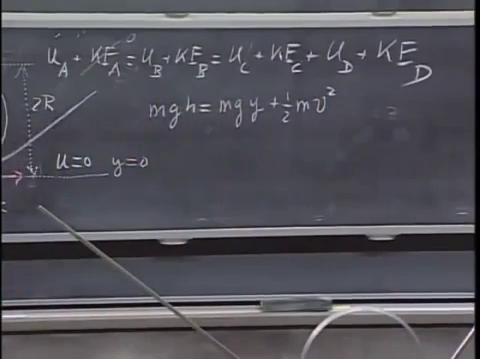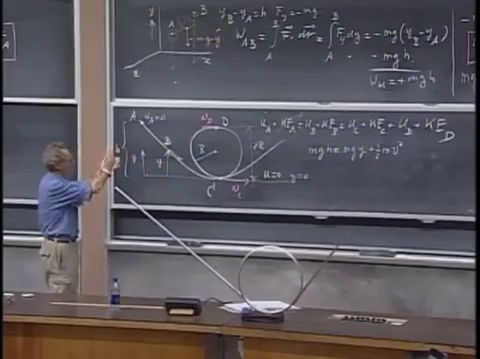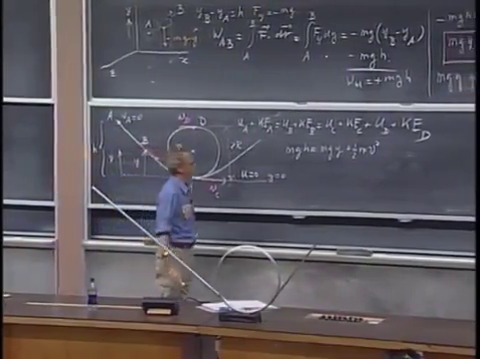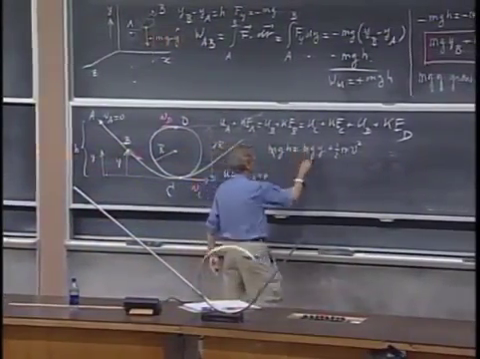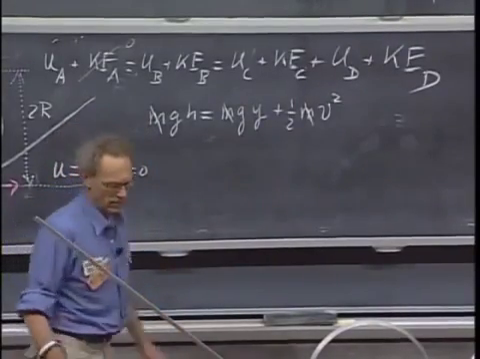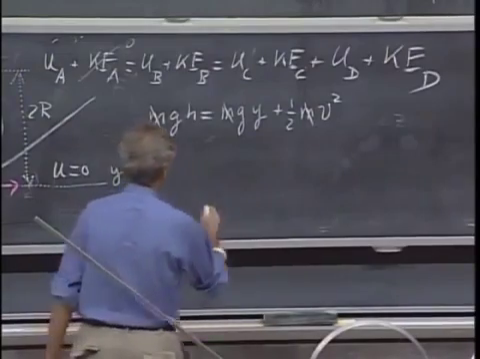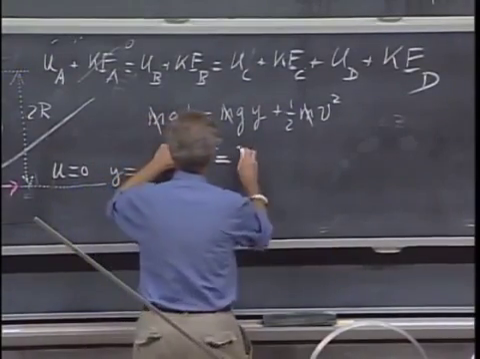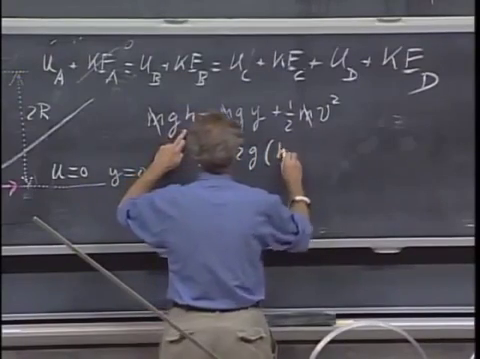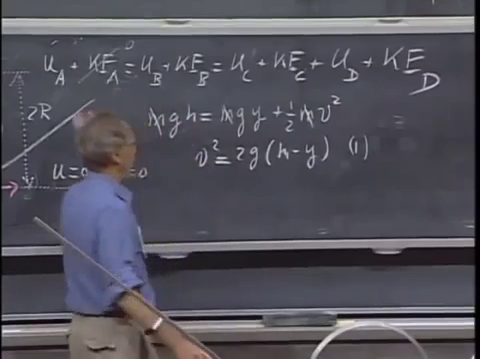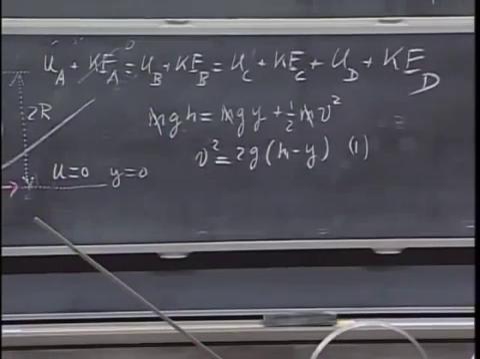What you see there should hold for every point that I have here. It should hold for A, for B, for C, for D, for any point. I lose my m, and so you find here, let me summarize it, that v squared equals 2g times (h minus y). So this should hold for all these points. Therefore, it should also hold for point D.